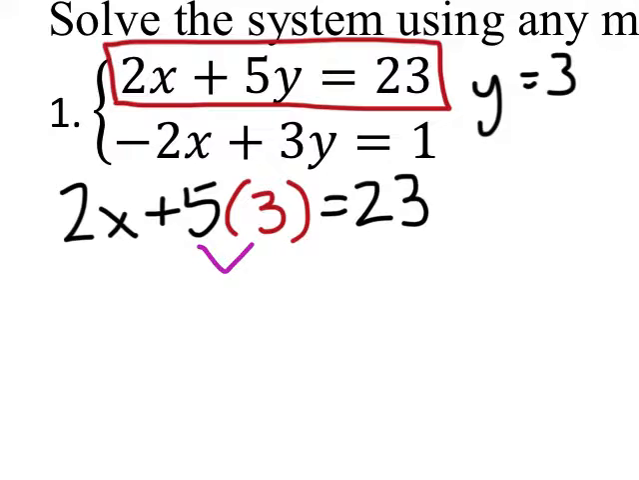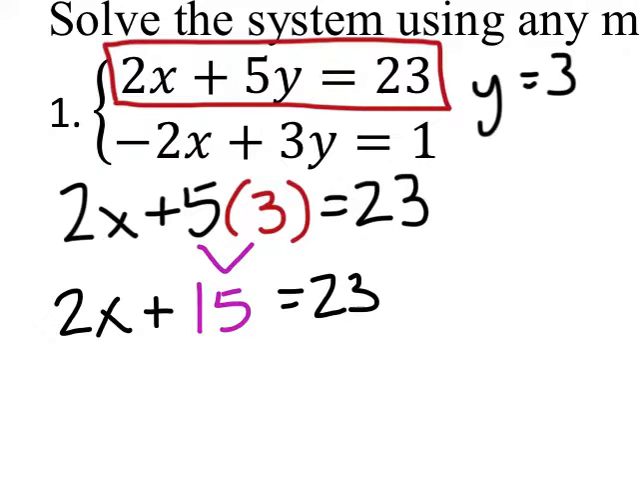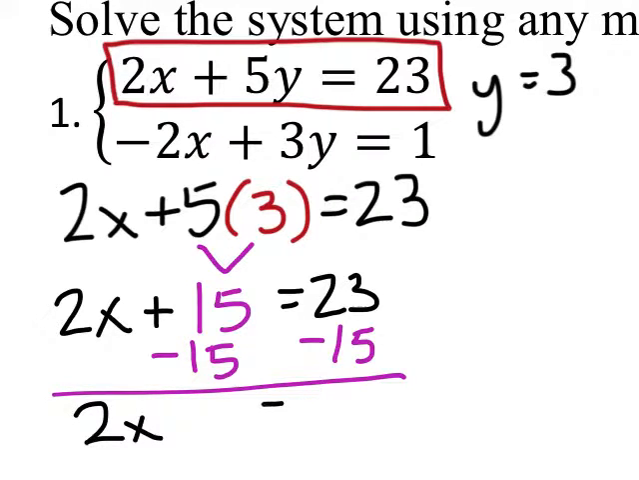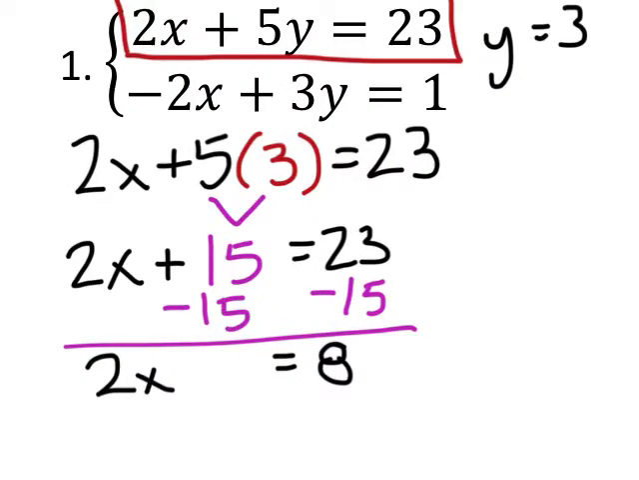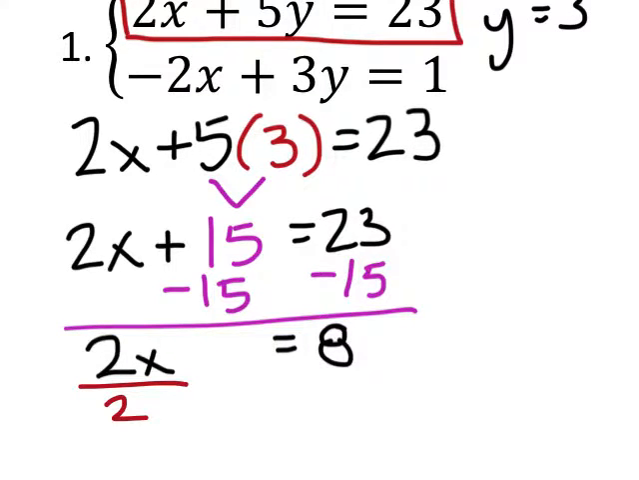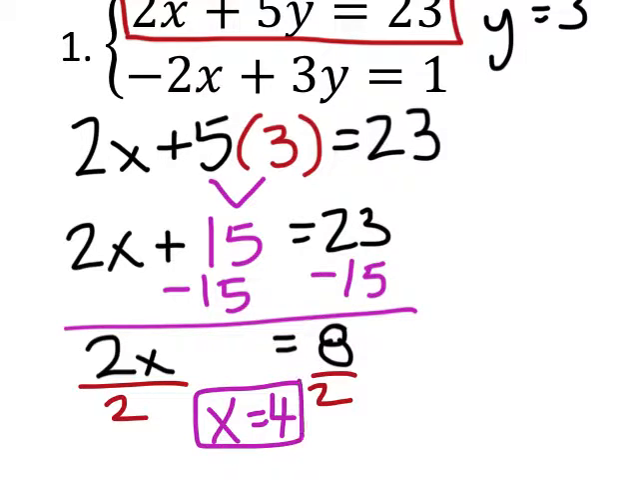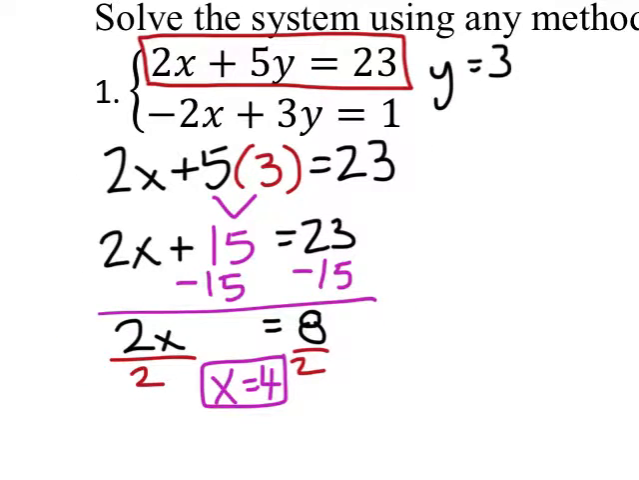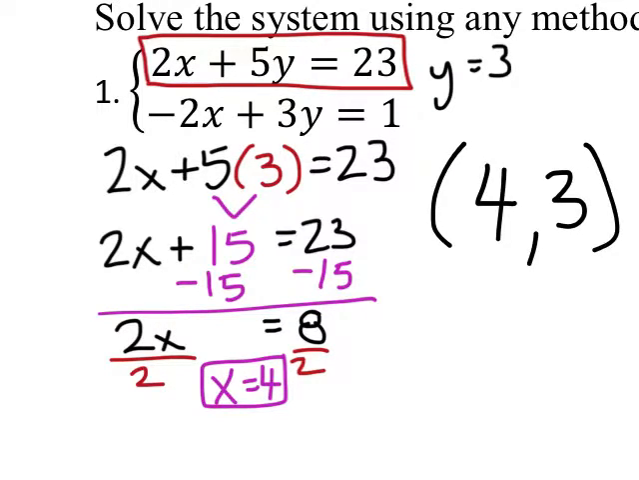Some of you may choose a switch and stay game. You'll have to multiply this first anyways, and that'll give you 15. The rest of this is still good. And from here we'll go ahead and subtract 15 from both sides. And it looks like we have 2x equals 8. To finish this thing off, we'll just divide both sides by 2 and get x equals 4. Alright, so don't forget to write your answers as an ordered pair, and that's because it's a point on the graph.